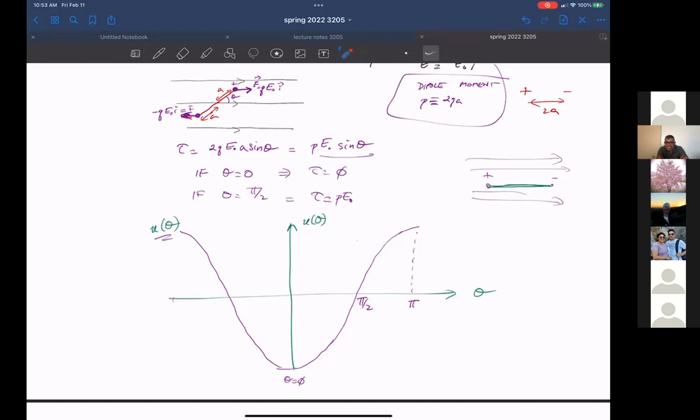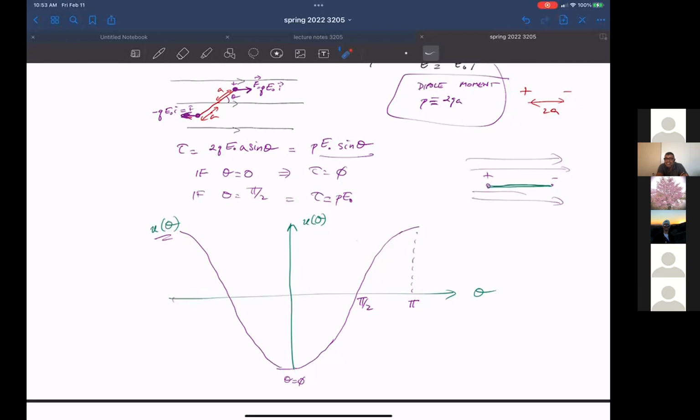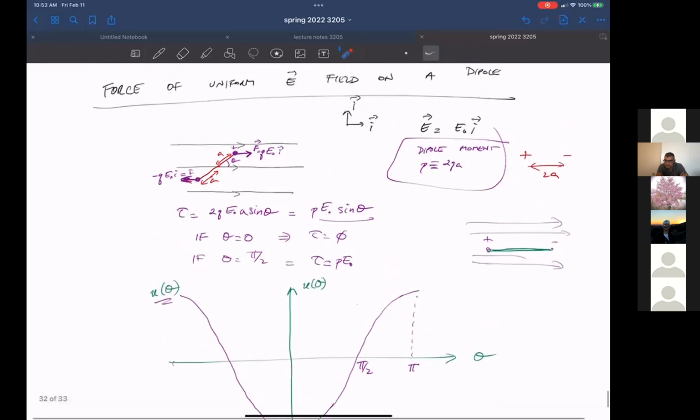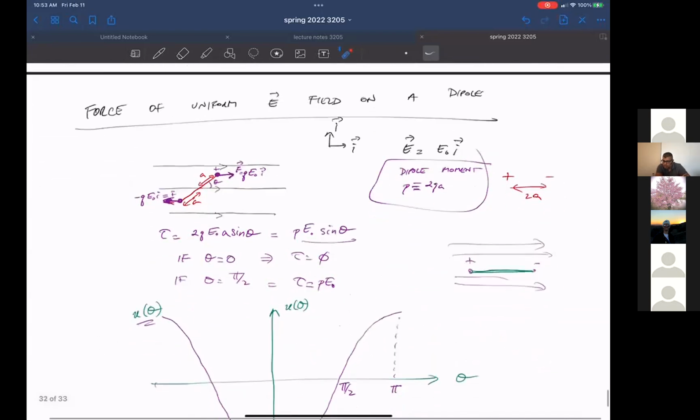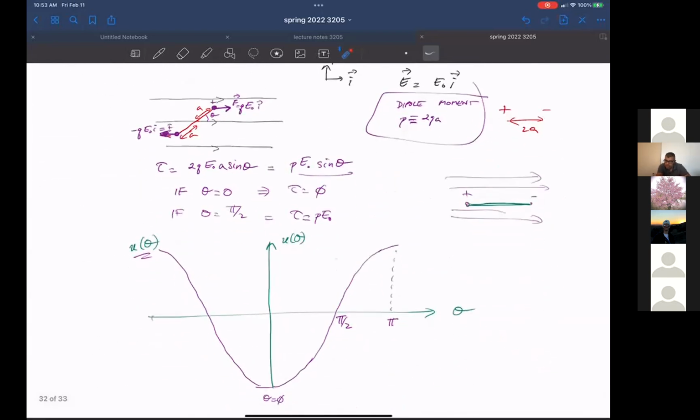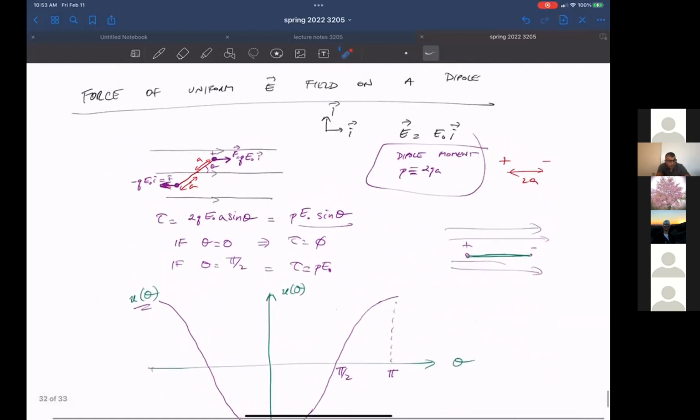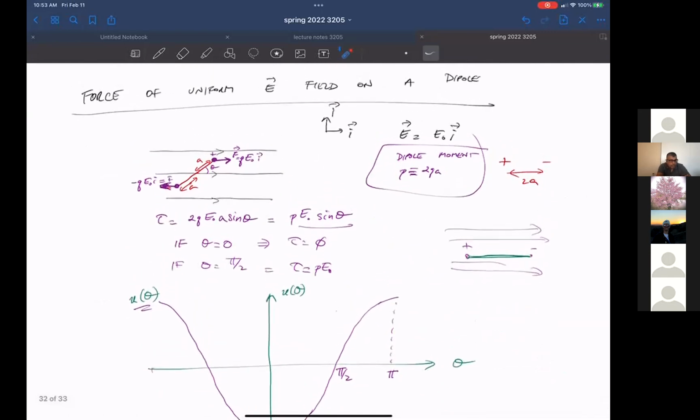Okay, thanks. I had a quick question. It's in regards to the torque. It's rotating in the clockwise direction. So do we need to include a minus sign with the magnitude of the torque? Yeah, I believe you do. I think you're right. Let me think here. Do I need a minus sign?